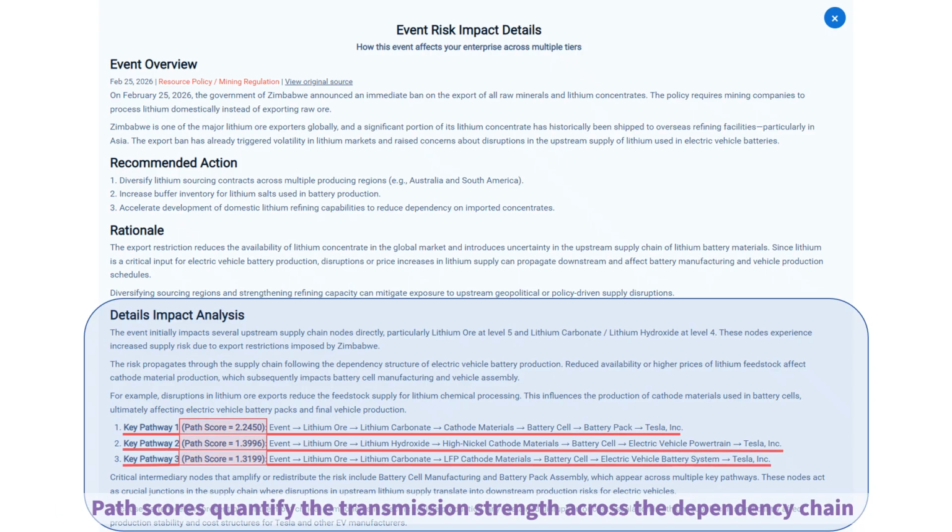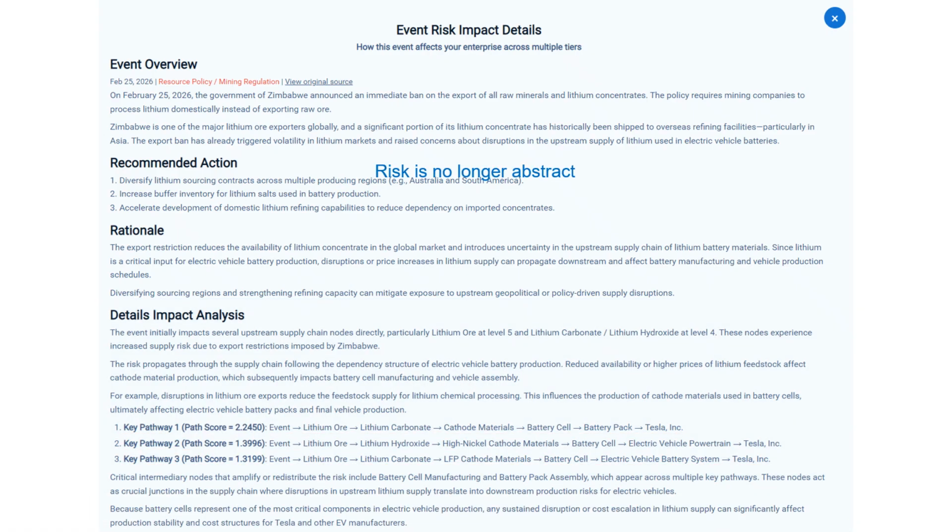Path scores quantify the transmission strength across the dependency chain. Risk is no longer abstract. It is visible, traceable, and measurable.